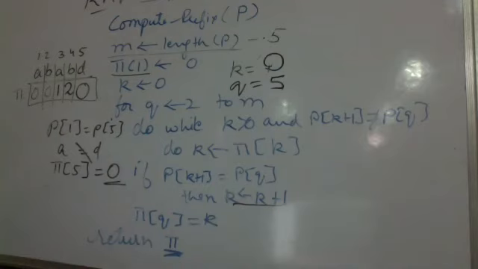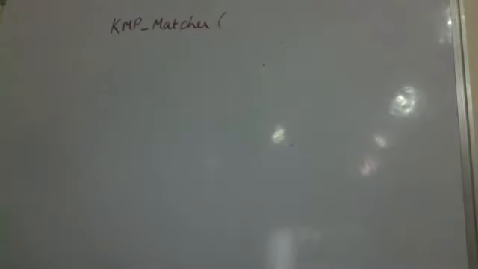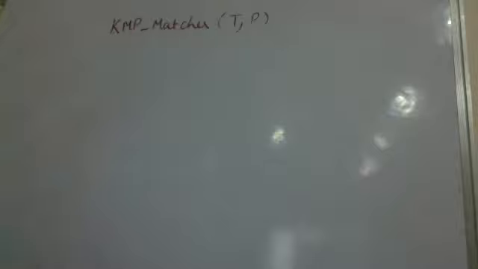Is everybody clear? I move on to the KMP algorithm now. We move on to the main algorithm for string matching, the KMP matcher. This has two inputs, text and pattern. And obviously the pattern has the pi table, which we assume has already been created. So pi we have already created using the algorithm which we have just seen. How do we do the matching here?